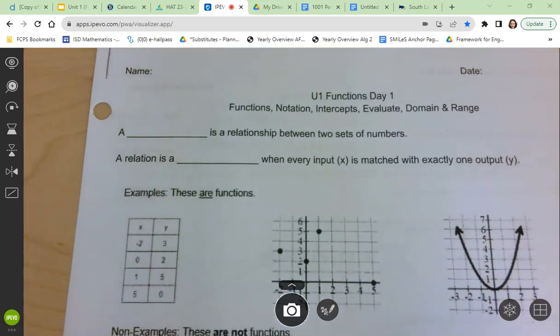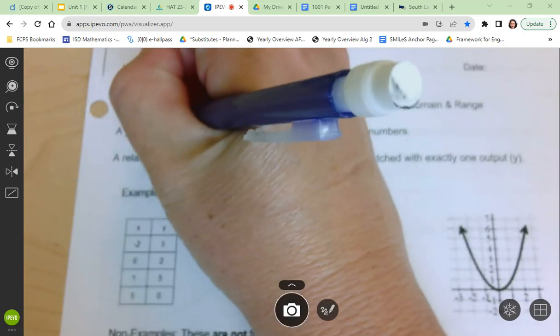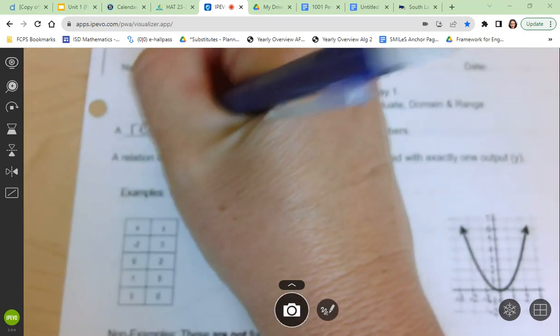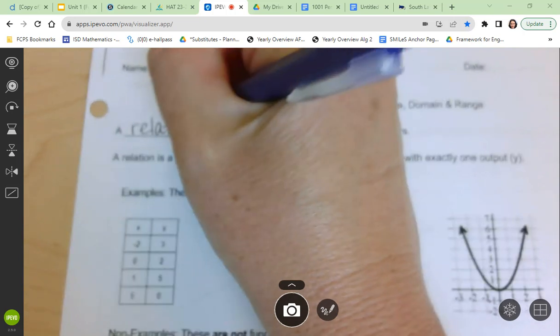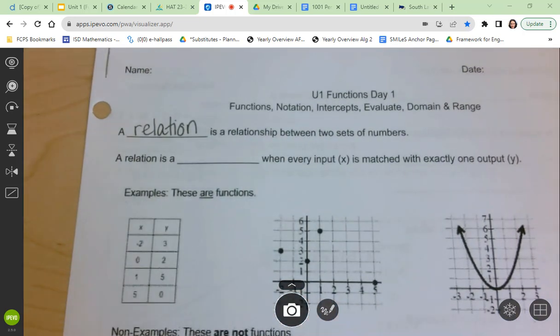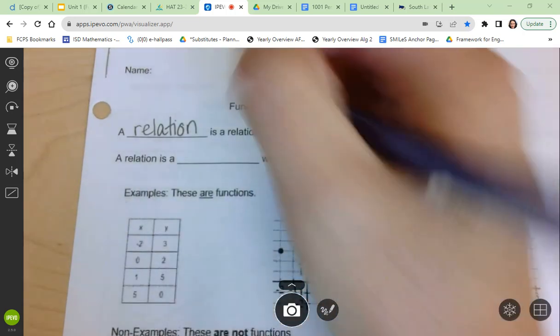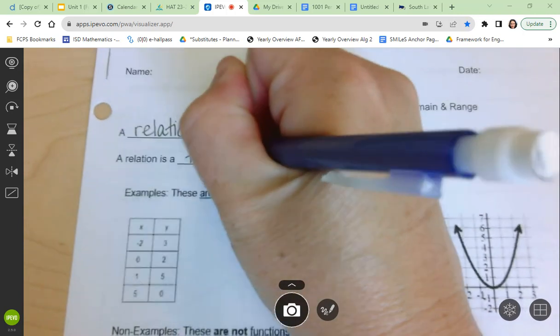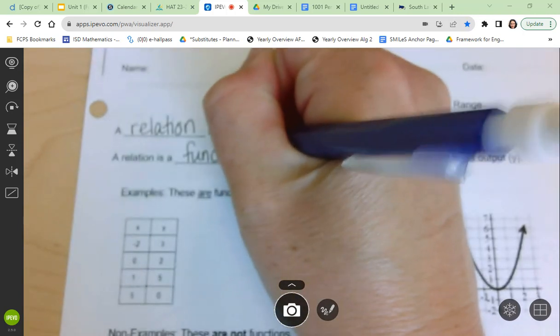Between two sets of numbers. And sometimes a relation is a, what's this other word that starts with F? Function, good. So a relation is a function when every input is paired with just one output.